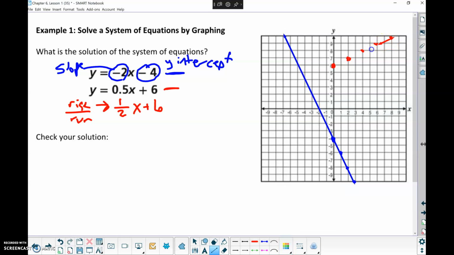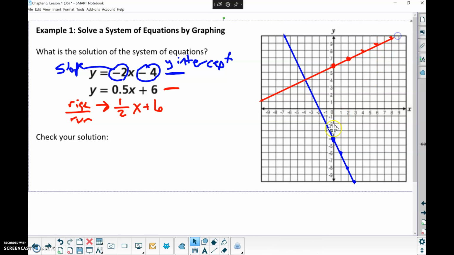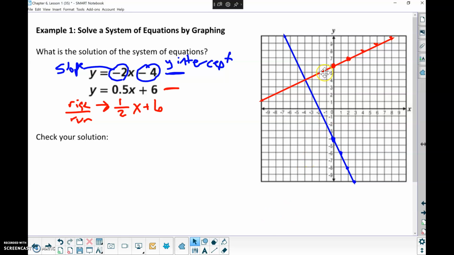And, ooh, that didn't go so well. Let's see if I can fix that up. There we go. And our solution is right where the two of them cross. And it appears to be at -4, +4.